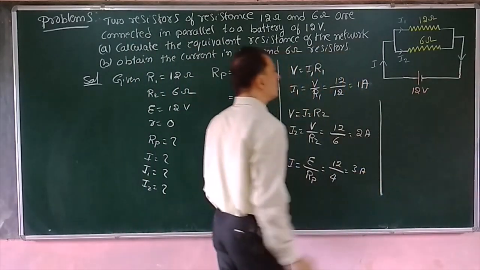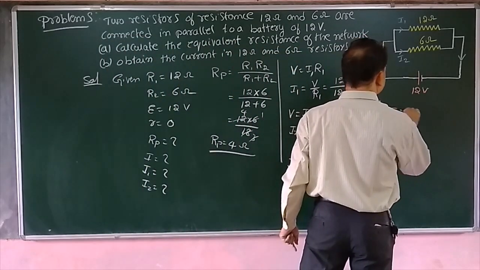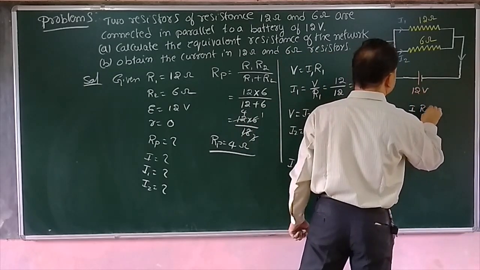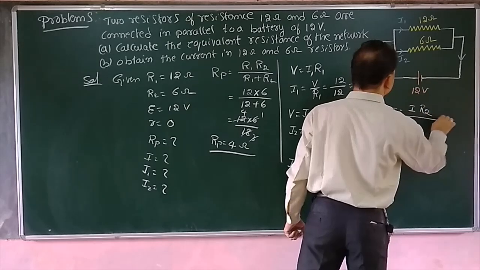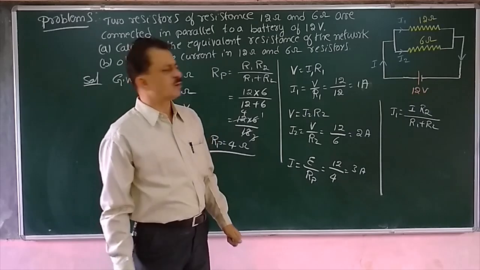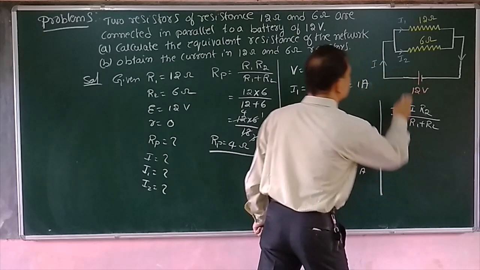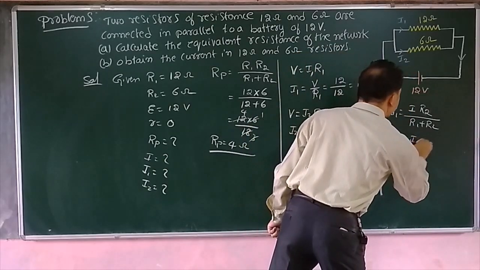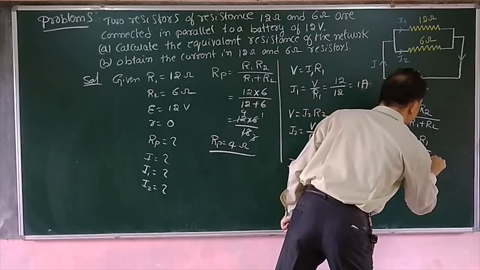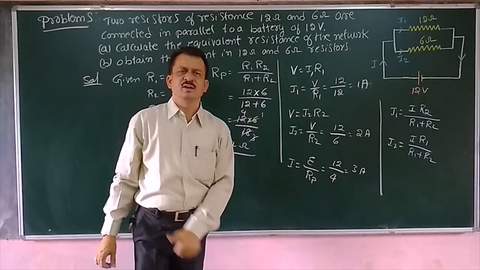Remember, how can we use the branch current formula? The current in the first resistor I1 is equal to the main current into the other resistor, that is R2, divided by the sum of the resistors. By using this formula also, we can work out I1. Similarly, for I2, the branch current I2 is equal to the main current into the other resistor, that is R1, divided by R1 plus R2. By using those relations also, we can calculate I1 and I2.